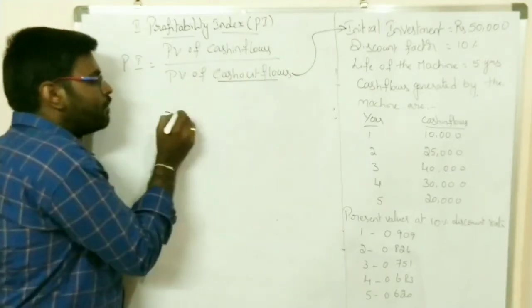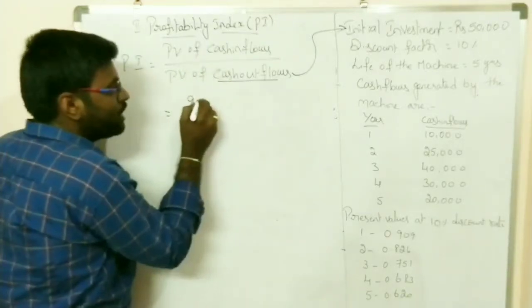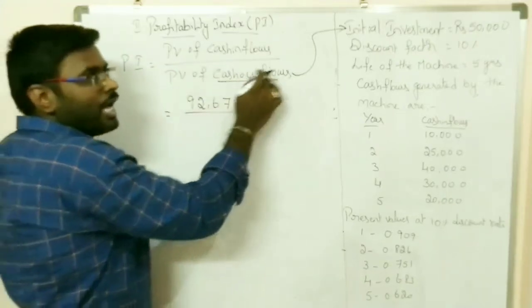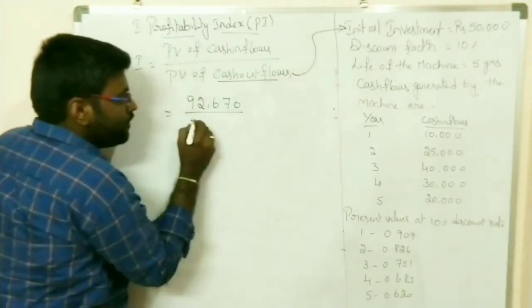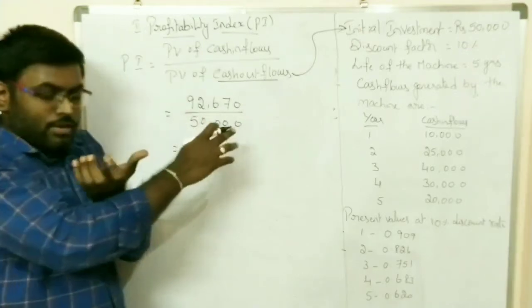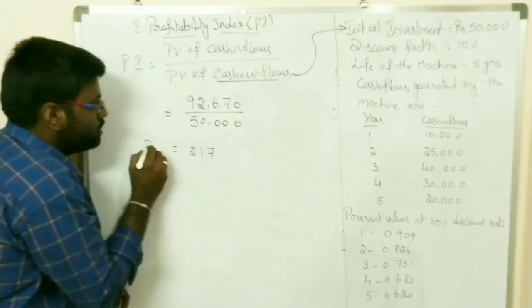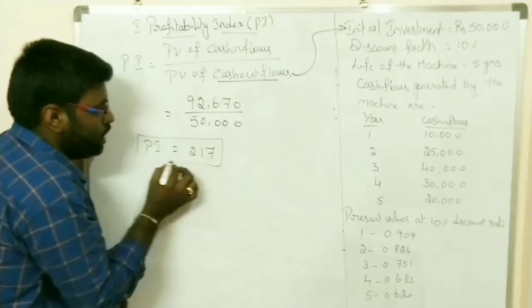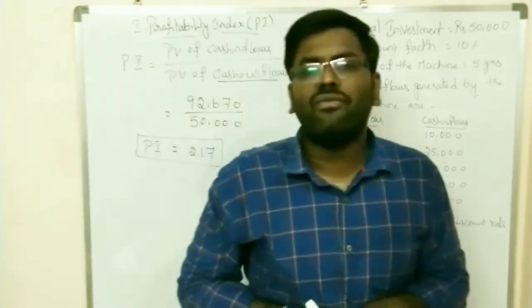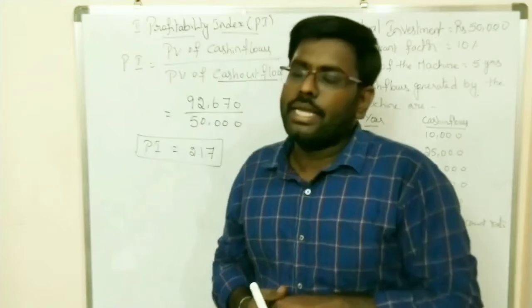So now I am going to apply the values directly. The present value of cash inflows we got in the previous calculation is 92,670, divided by the present value of cash outflows, which is the initial investment of 50,000 rupees. So 92,670 divided by 50,000, you will get 2.17. That is the profitability index. It is the ratio of the present value of cash inflows to the present value of cash outflows. In this way, we calculate the profitability index.